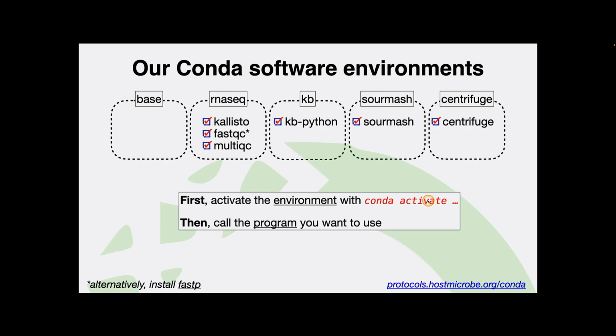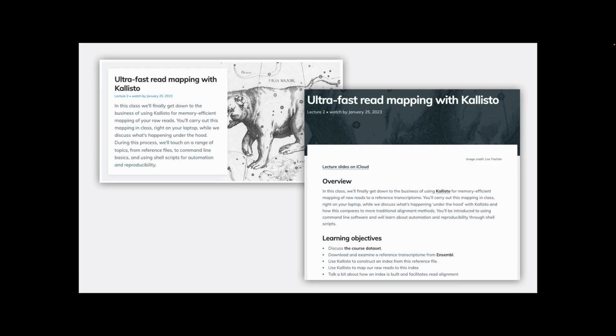Once you've activated the environment, you're going to see that environment name appear in parentheses at the command line prompt, and then you can call the program you want to use. So if I want to run Callisto to do read mapping, I would first say conda activate RNA-seq, and then I could run Callisto by just typing Callisto. Now that that's out of the way, we're ready to talk about what we need to accomplish in today's lecture.